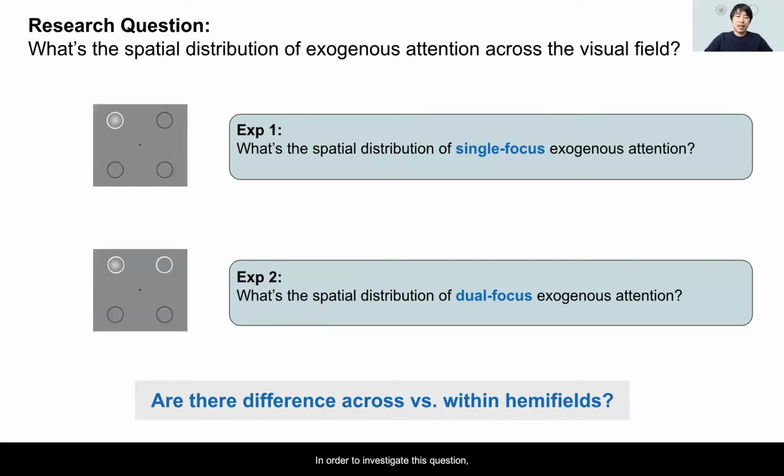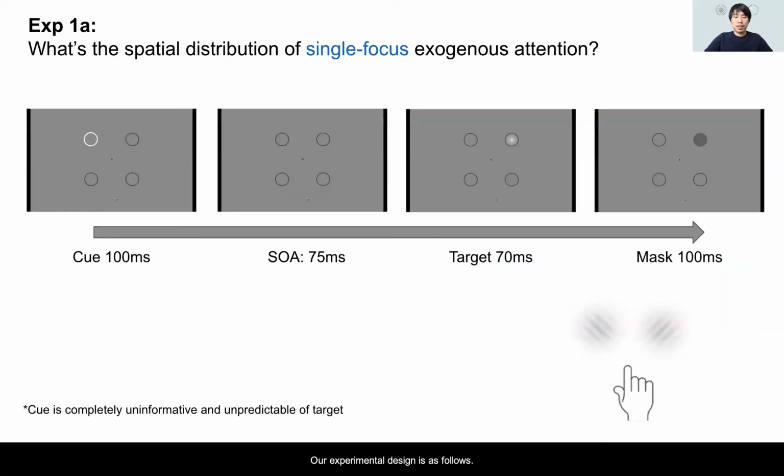In order to investigate this question, we ran two different types of experiments. First, looking at the spatial distribution of single focus exogenous attention, and second, investigating dual focus exogenous attention. Again, in both experiments, we wanted to see if there are any differences across versus within the visual hemifield. Our experimental design is as follows.